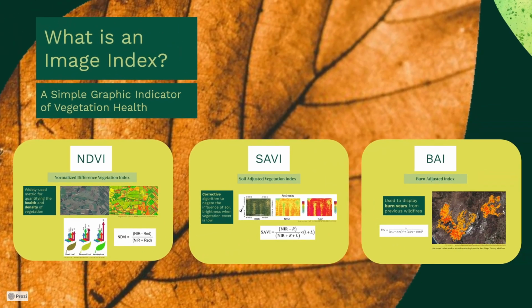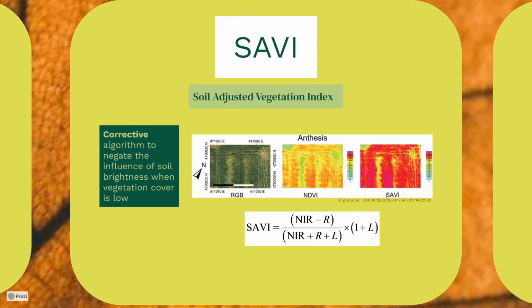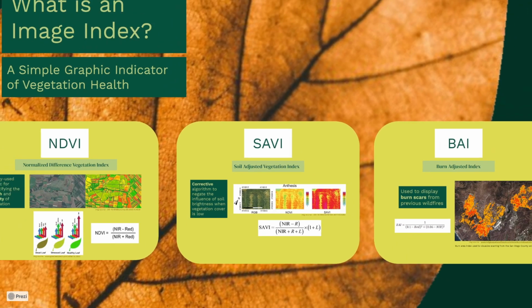and lively vegetation. SAVI, or Soil Adjusted Vegetation Index, is a corrective algorithm to negate the influence of soil brightness when vegetation cover may be low. This allows for more vibrant colors among the vegetation, bringing out smaller details when looking at the same image.